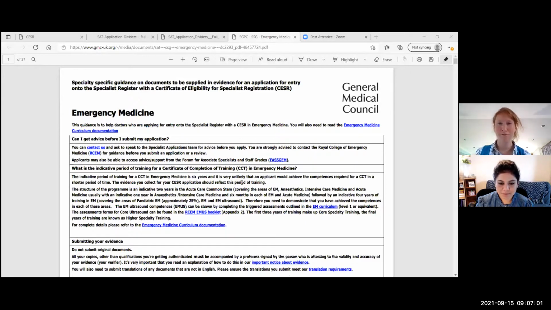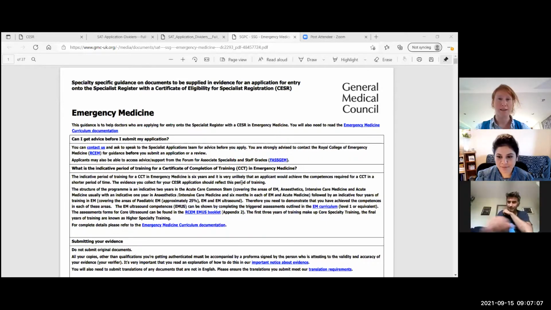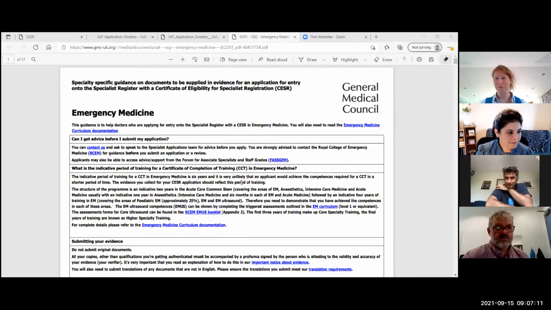Okay, so without further ado, I'd also like to introduce 2 of our speakers today. So we've got Simon. Would you like to pop your camera on and introduce yourself? Hello, Simon Smith. By day, I'm an A&E consultant in Oxford, and by night, one of my other roles is I'm on the CESR subcommittee at the college. Thanks so much, Simon. Thank you for coming as well.